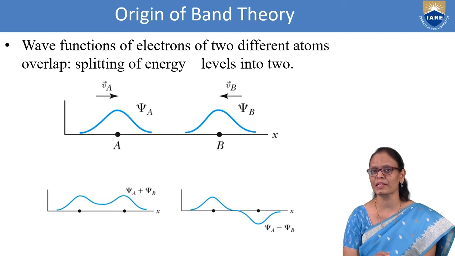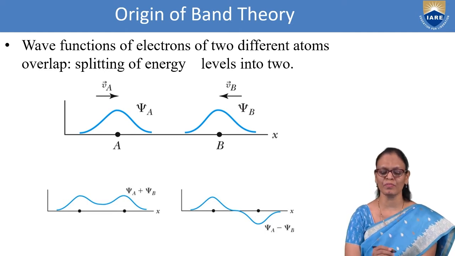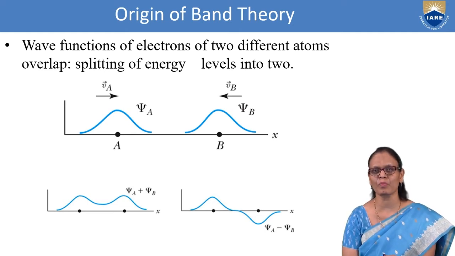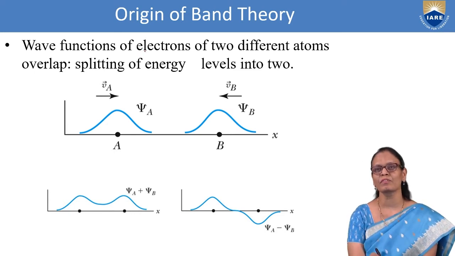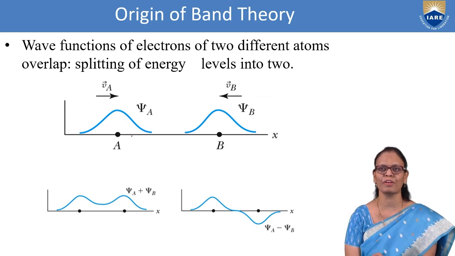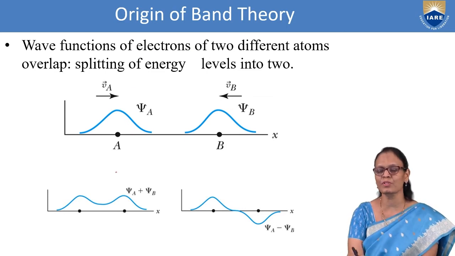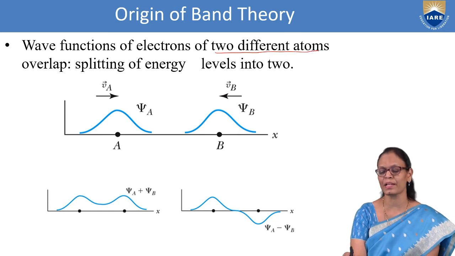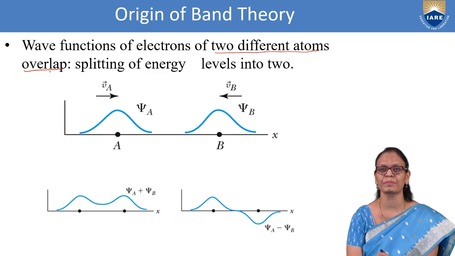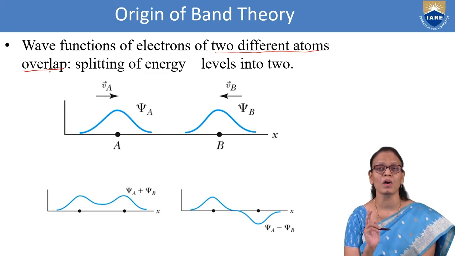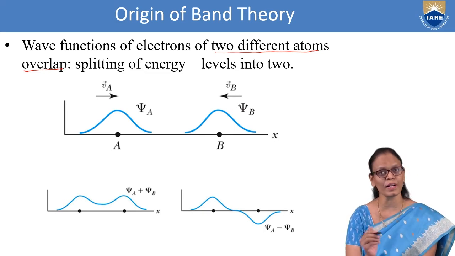Now, when we are talking about an electron, we have seen it is exhibiting wave nature, and we are using a wave function to represent the wave nature of electrons. So now we will talk in terms of wave function. Now I am considering 2 different atoms which are placed adjacent to each other, and if the orbits of the 2 atoms overlap with each other, then what may happen?